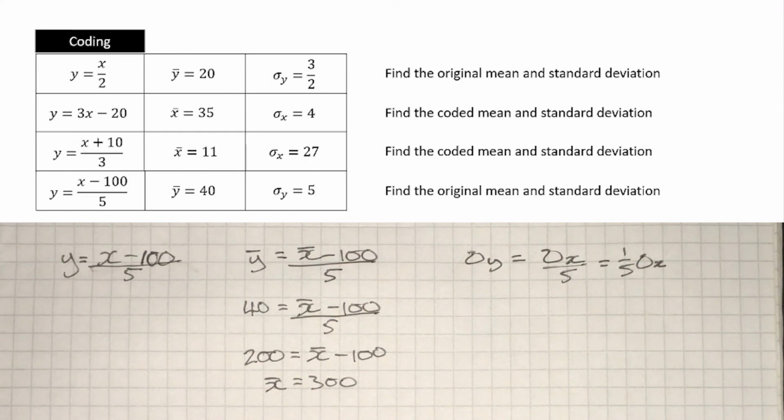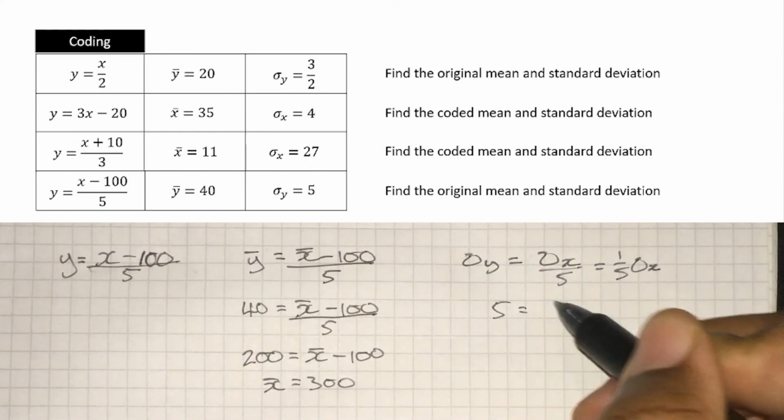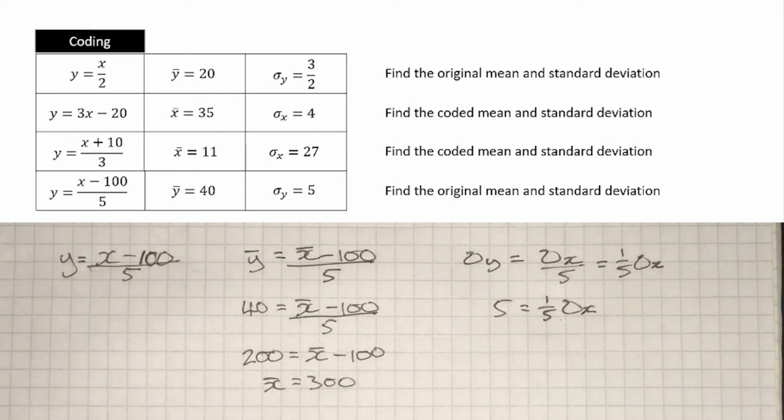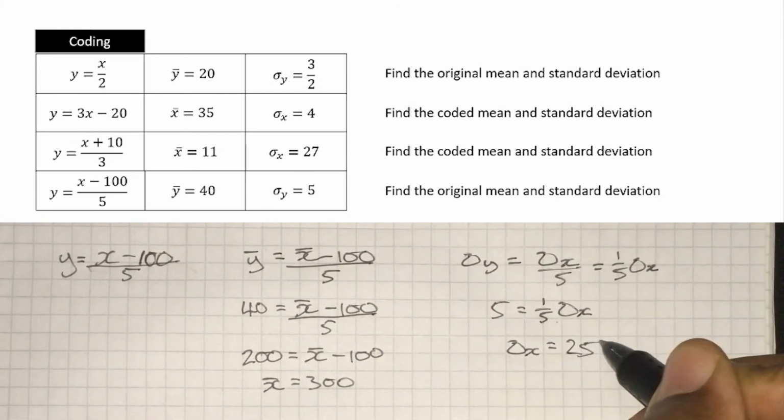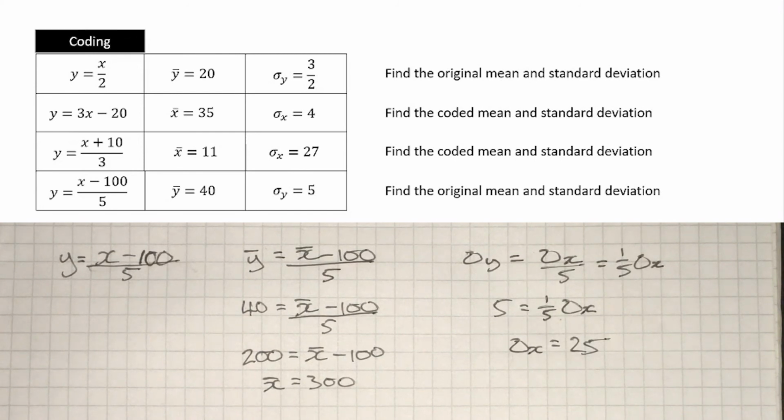Similarly, for the standard deviation, the coded standard deviation was 5. So 5 equals 1/5 of the original standard deviation. Should really be one step in our heads. The original standard deviation is 25.